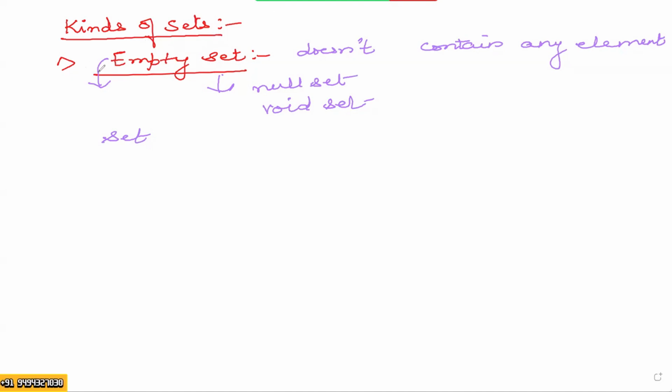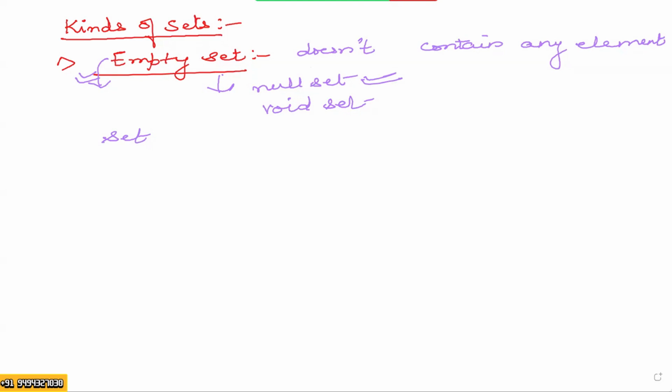See, first kind of set is empty set. Empty set means there will be no element in that particular set. The other name for empty set is null set. You will call empty set as null set also. In exam, you can be asked like this: what do you mean by null set?